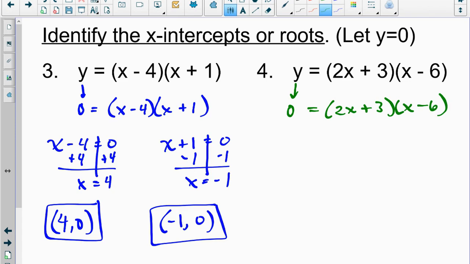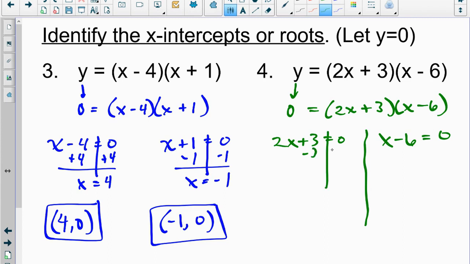So I'm going to take each factor, 2x plus 3, and set it equal to 0. I'm going to take the other factor, x minus 6, and set it equal to 0. Because one of those two factors has to equal 0 if they multiply together to have a product of 0. So let's solve. Ooh, a little bit more work to solve this time.